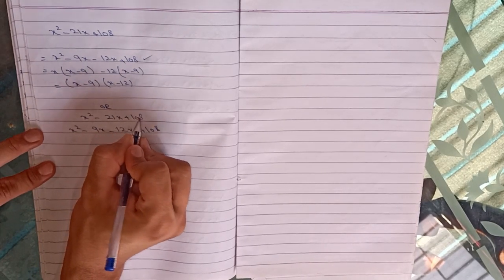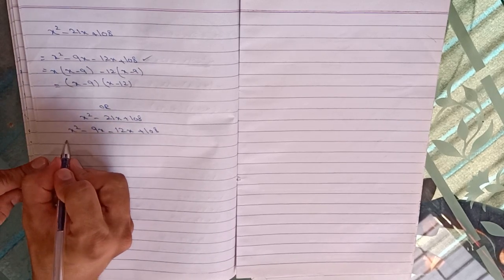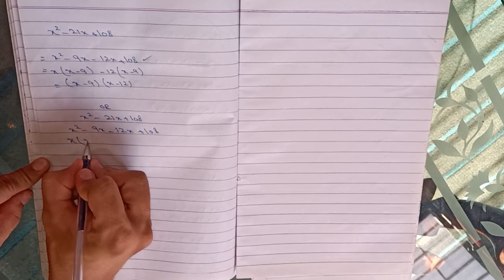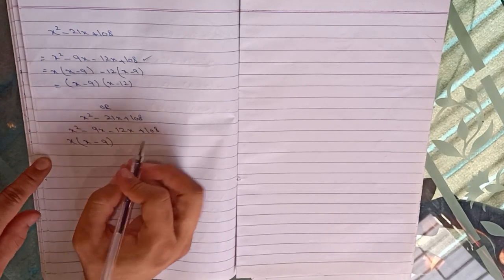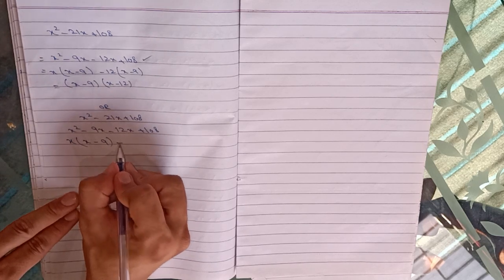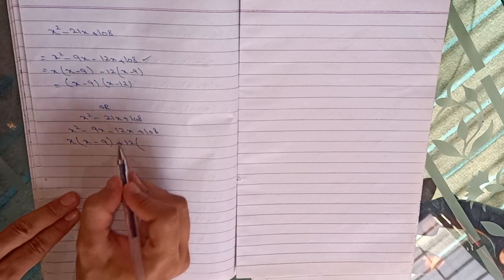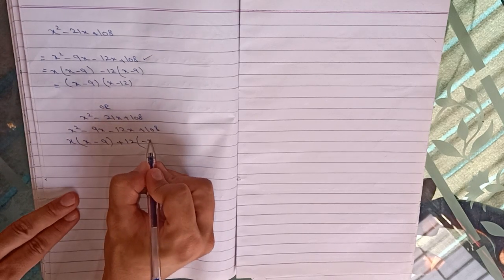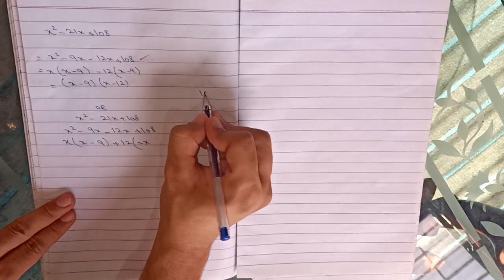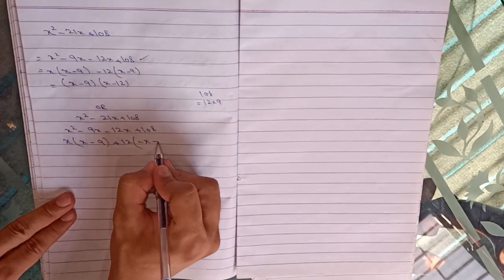Now see this, students are saying, okay sir, we'll take x common from here. Okay, we have taken x into x minus 9. Students are asking, we want to take plus common here. Okay, I am taking plus common. Plus 12 is common, then this is minus x, and 108 is 12 multiplied by 9. 12 is taken common, so x plus, minus x plus 9.